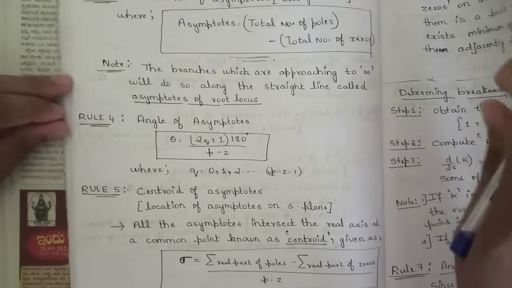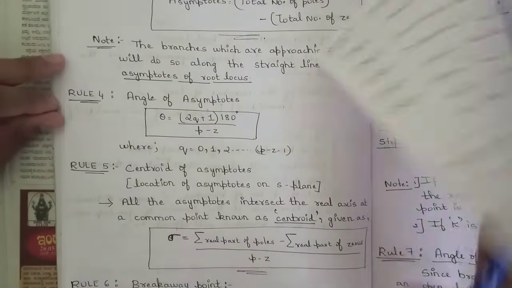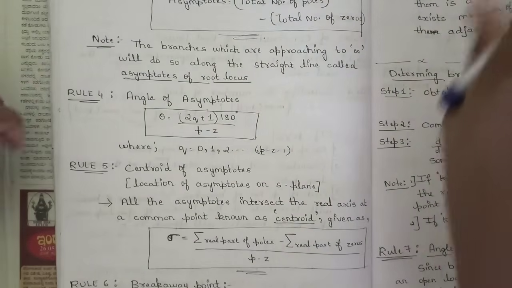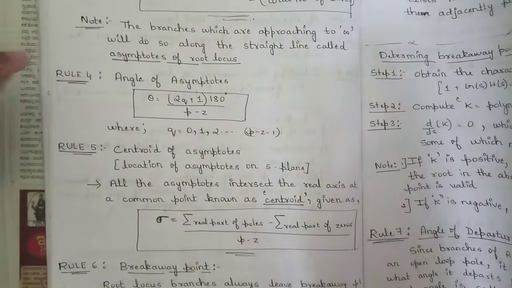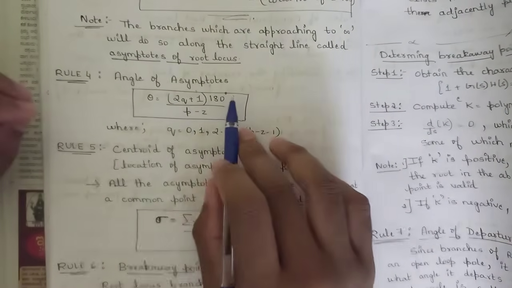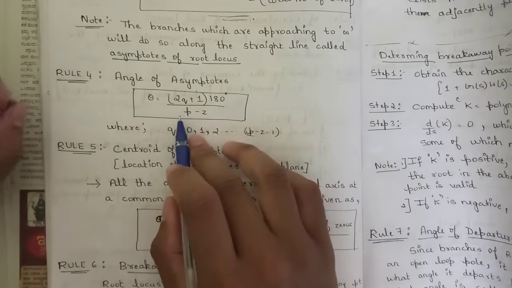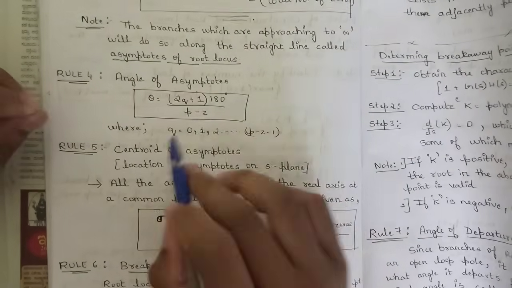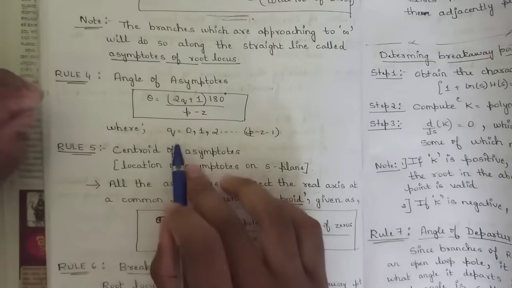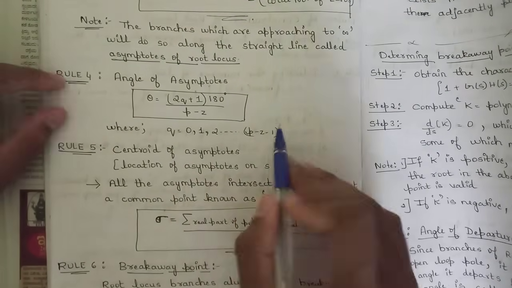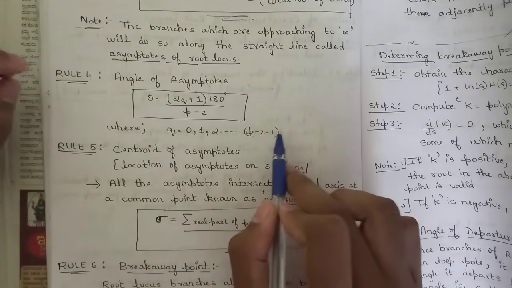So now let's see what rule number 4 is. Rule number 4 is the angle of asymptotes, that is, the angle made by those straight lines. How is it calculated? We have a formula for that: theta is equal to (2q plus 1) times 180 degrees, divided by the number of poles minus the number of zeros, or simply p minus z, where the value of q goes from 0, 1, 2 up to p minus z minus 1.